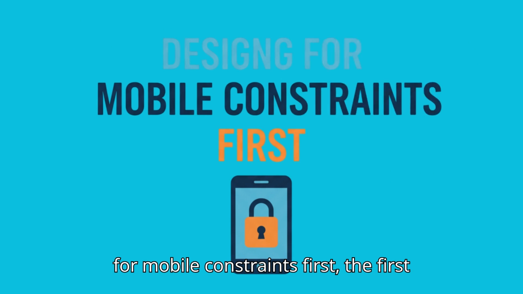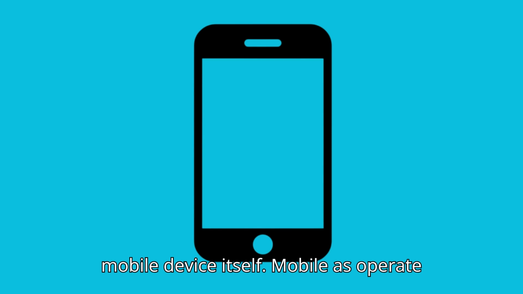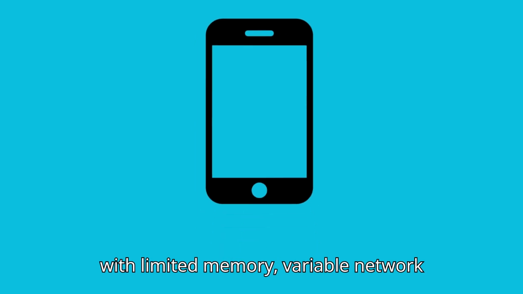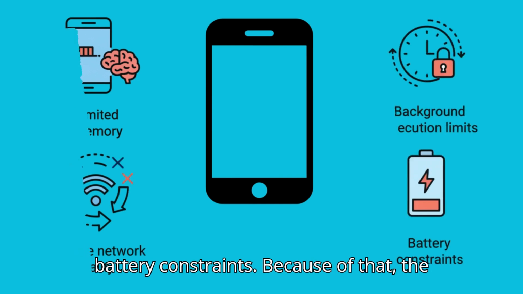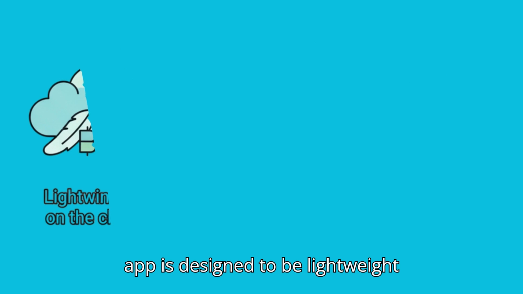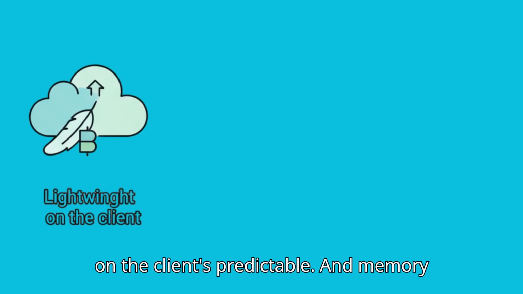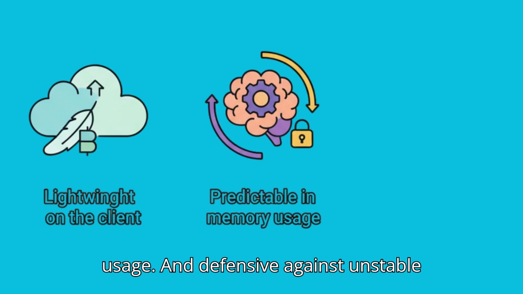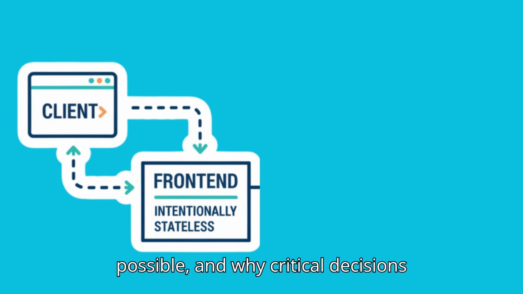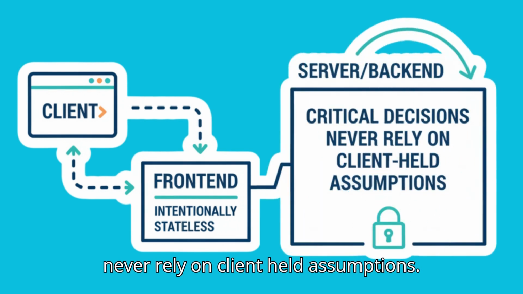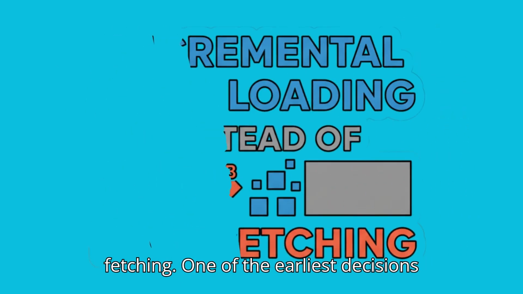Designing for mobile constraints first. The first constraint we design around is the mobile device itself. Mobile apps operate with limited memory, variable network quality, background execution limits, and battery constraints. Because of that, the app is designed to be lightweight on the client, predictable in memory usage, and defensive against unstable networks. This is why the front end is intentionally stateless wherever possible, and why critical decisions never rely on client-held assumptions.